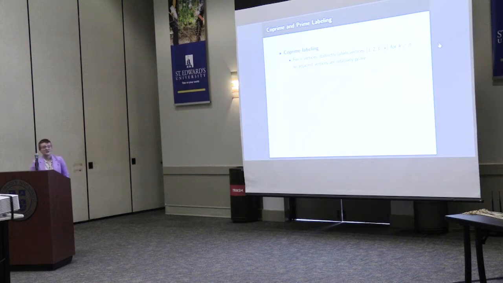That just means they don't share any common factors. And that's a lot of words, so here's an example. This is a graph that has 3 vertices. We're going to label them 1, 3, and 4. If you notice, all of the labels that are connected by a line, those numbers don't share any common factors. So that's called a co-prime labeling.